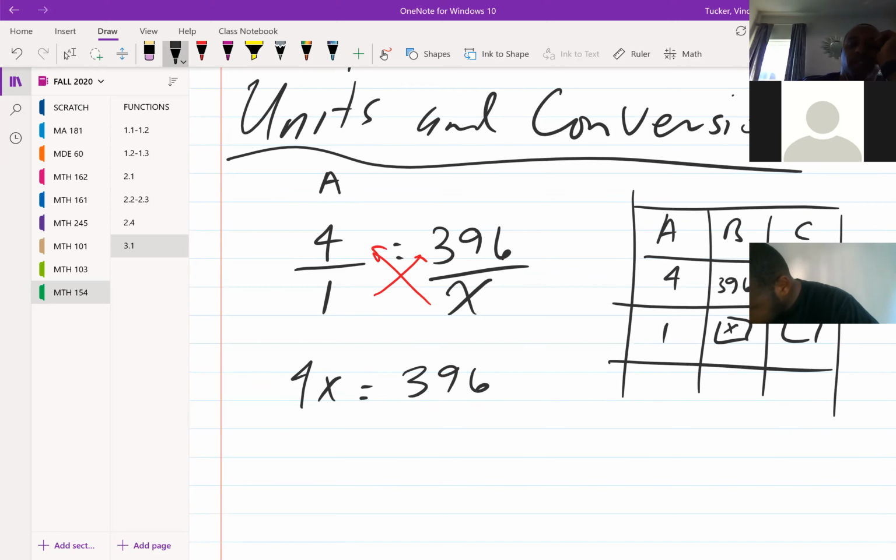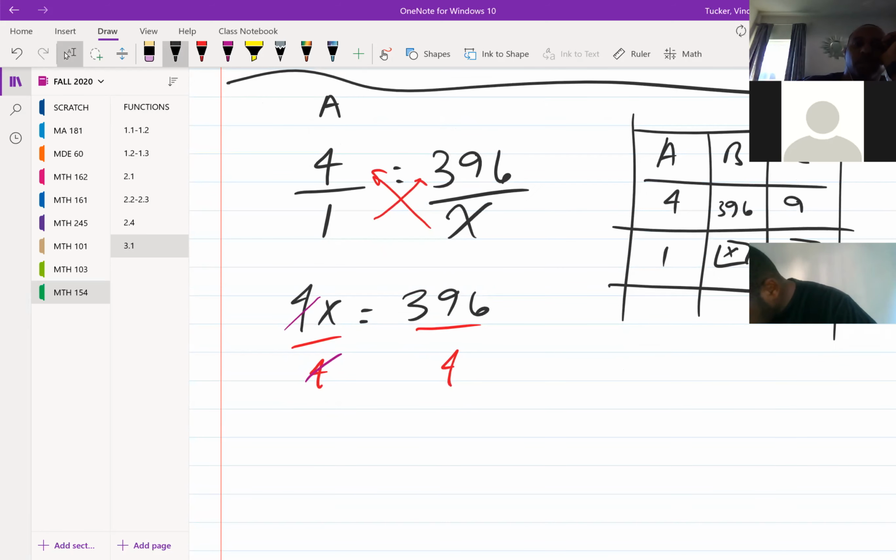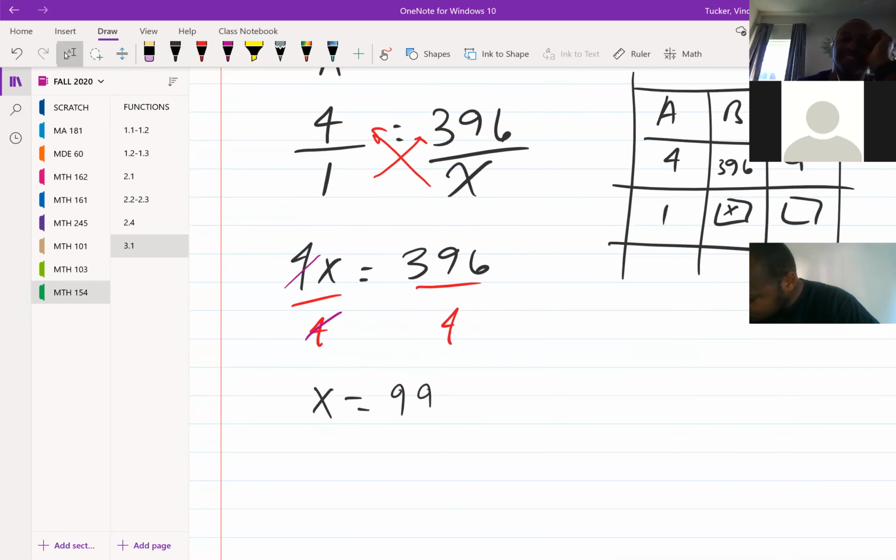And so 396 times 1, divide by 4. What, 99? Yeah, I did it on the calculator real quick, just so I can follow. So when I do my homework, I'm not lost, you know what I mean? Yeah, you're fine. So, questions on that?